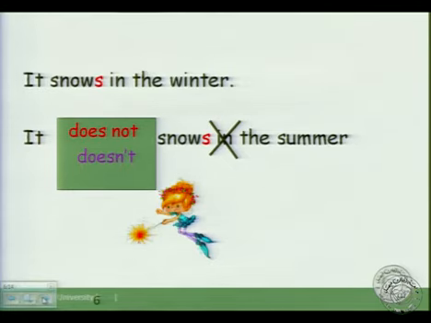The smart board is not working as well, which is frustrating. Let me use another pen. Yes, we should cross the S. It does not snow in the summer, or it doesn't snow in the summer. Here is the same rule. Does not is used in writing, doesn't is more used in speaking.